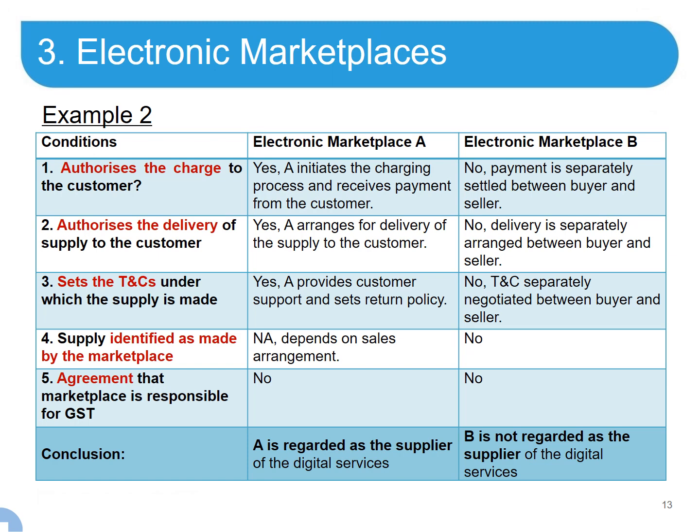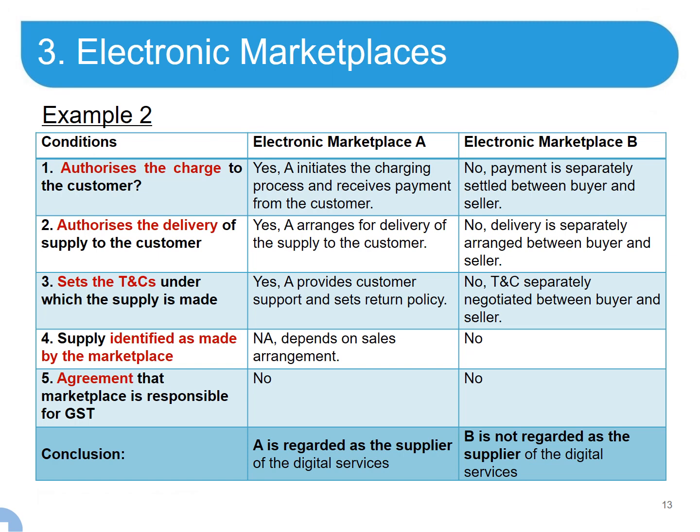We will also assume that the last two conditions are inconclusive. In other words, from the invoice issued, we are not able to tell who is making the supply, and there is no agreement that the marketplace is responsible for GST. Looking at the first three conditions, when a customer purchases an app from electronic marketplace A, it initiates the charging process and receives payment from the customer. Marketplace A delivers the app to the customer's mobile phone once payment is successfully processed, and Marketplace A provides sales support for the customer's purchases through the marketplace and sets the return policy. Hence, Marketplace A is regarded as a supplier of digital services made through its platform.